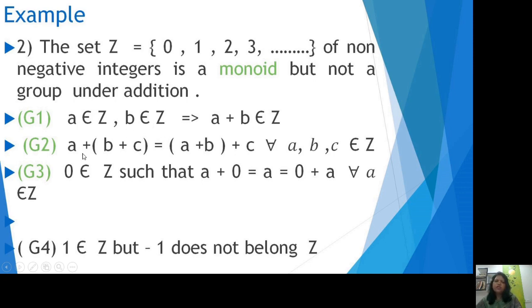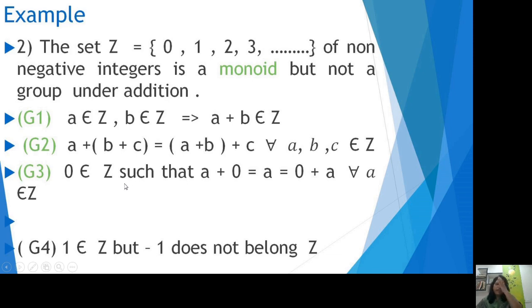Now second, associative property. So here we have taken three elements A, B, C, and our binary operation is addition. Therefore, the LHS of the associative property is written here and the RHS is written here. The value of this LHS is equal to the value of the RHS. We know this, and therefore the associative property is satisfied. Now third, what is third? G3? It is about the identity element.